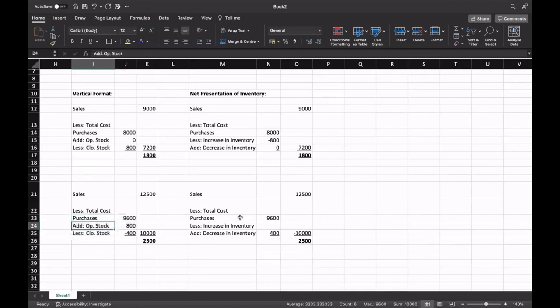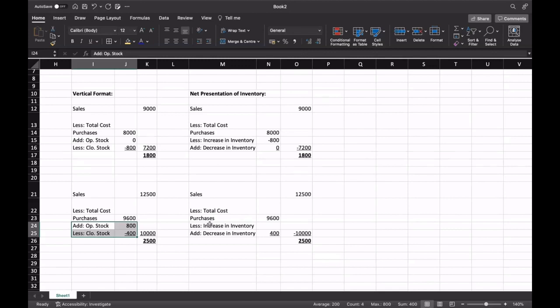Now, if you just notice these two alone, because changes in inventory means comparing the opening stock and closing stock alone. So you see the opening stock is 800 and closing stock is 400. So what happened to the inventory? Inventory increased or decreased? Inventory actually decreased. Opening stock is 800, closing stock is 400. So from 800 it has gone down to 400. It means it has decreased by 400. So what does that communicate?